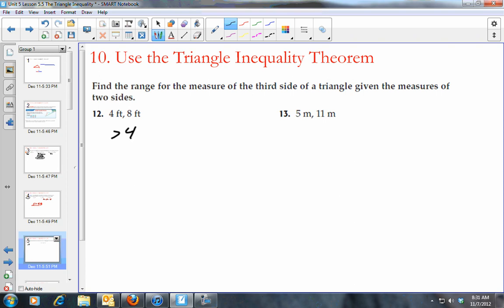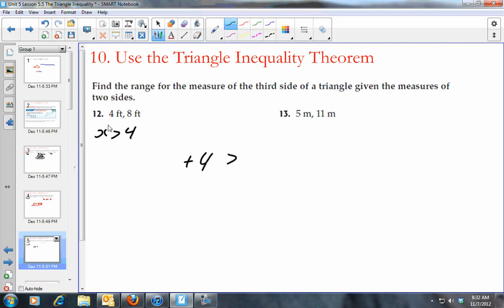If I call the third side x, just to have something to call it, x has to be greater than 4, doesn't it? Because something bigger than 4 plus 4 will be greater than 8. So it's got to be greater than 4. That blank has to be filled in with something greater than 4, doesn't it? Okay? Now, let's go to the other end of this.